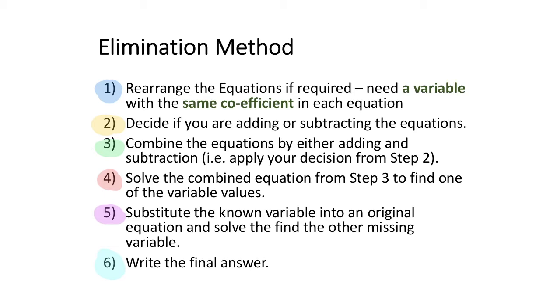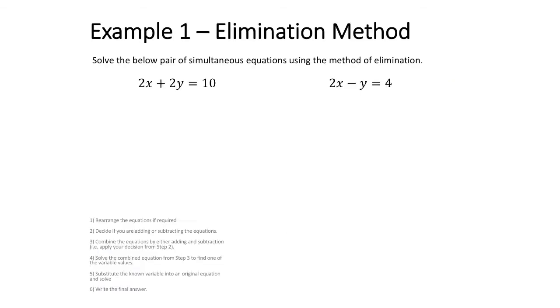Now we'll go ahead and have a look at an example. In the example, we want to use the elimination method to solve the equations 2x plus 2y is equal to 10, and 2x minus y is equal to 4. The first step is to see whether any of the equations need to be rearranged. I can see that in my first equation I've got a 2x, and in my second equation I've got a 2x. So I've already got a variable with the same coefficient in front, and I don't need to rearrange any of my equations.